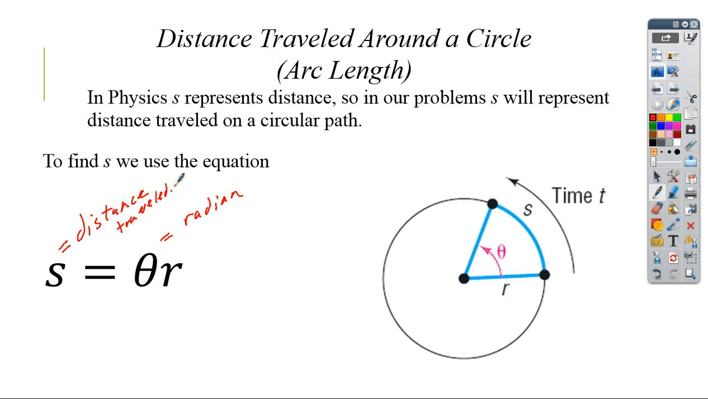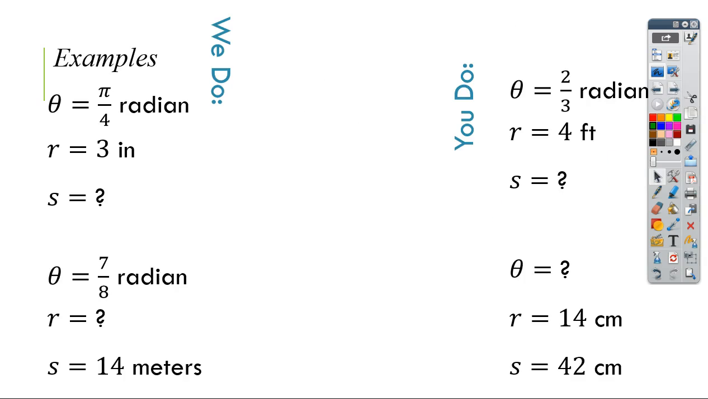When I do distance traveled, I don't care about how fast I'm going. The only thing I care about is what angle, how many angles or radians did I travel, and what was the radius that I traveled on. And so let's use that formula to solve these next few problems. In the We Do section, my radian is pi over 4, R is 3, and S I need to find out.